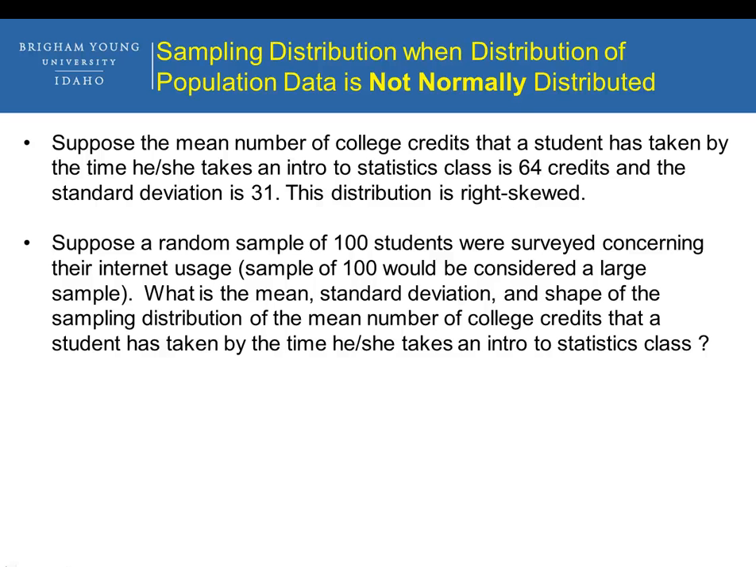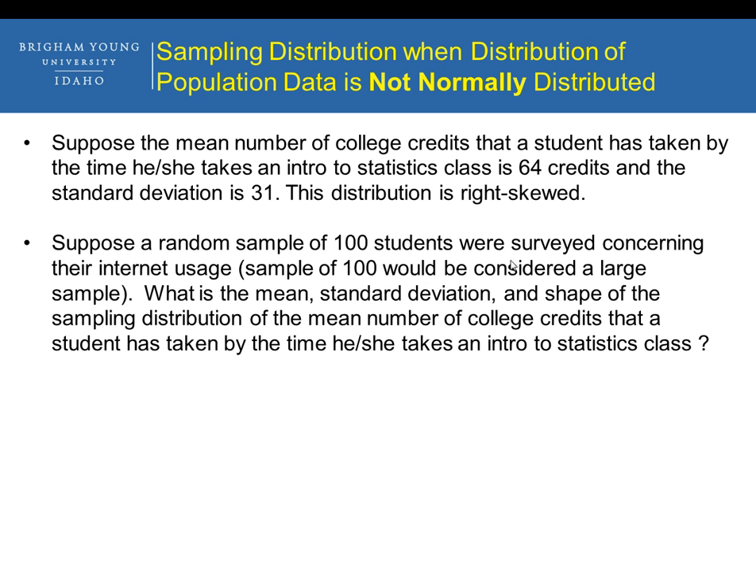Okay, this is a continuation of dealing with sampling distributions when the distribution of population data, or the parent population, is not normally distributed. So here's another example. Suppose the mean number of college credits that a student has taken by the time he or she takes an Intro to Statistics class is 64 credits and the standard deviation is 31. This distribution is right skewed.